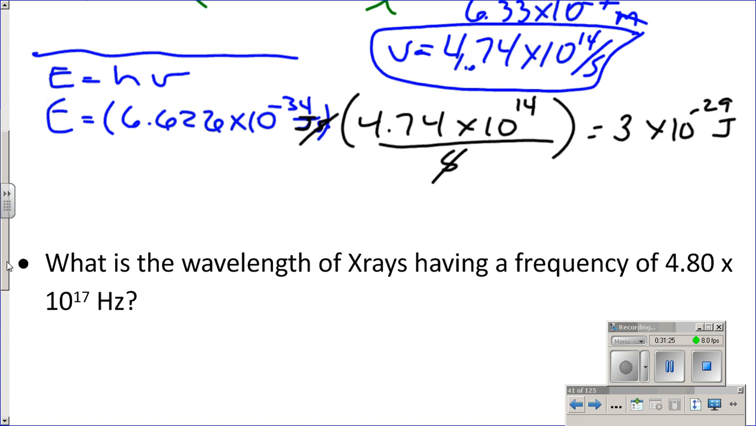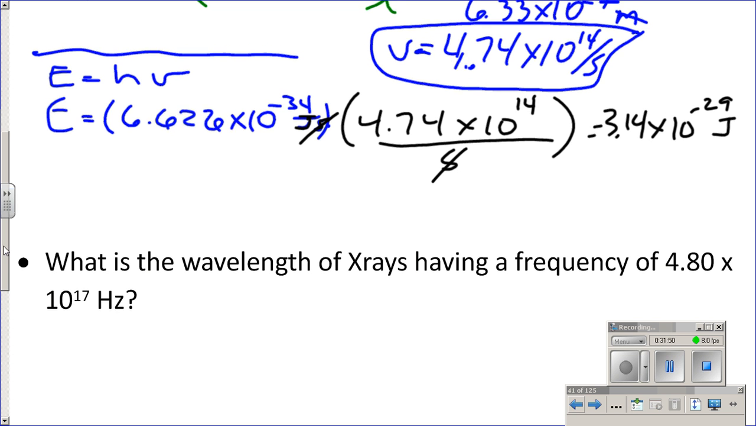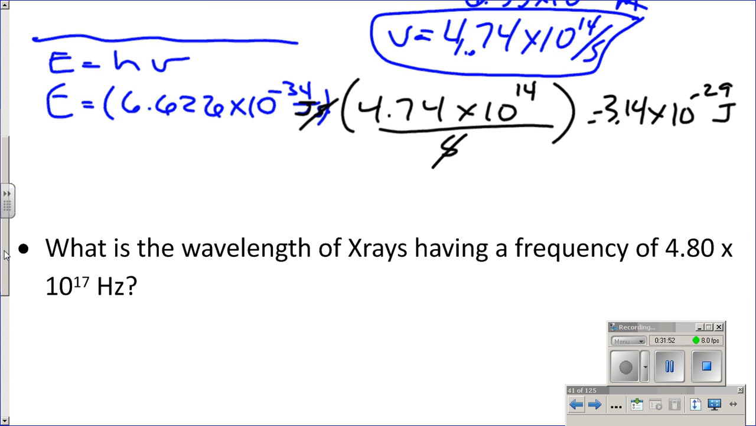What'd you get? 3.14. 3 to the 29th? You put a negative there and a positive there. Double check that. 3.14 times 10, hopefully to the negative 29. And don't forget, if you are on the next problem that you have in front of you, hertz is replaceable with per second. They are the same thing.